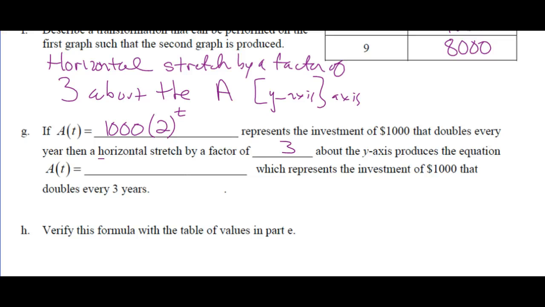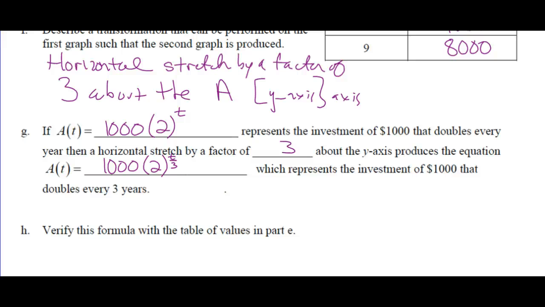Okay, so what's going to give me a horizontal stretch by a factor of 3? What gets replaced with what? So t gets replaced by 1/3 t. We're going to write that as t over 3. Okay, which is now going to give us a p-value of 3, right? Which represents the investment of $1,000 doubles every 3 years.